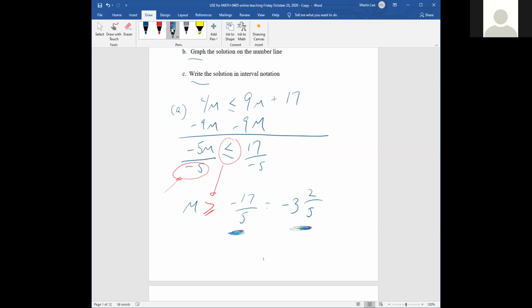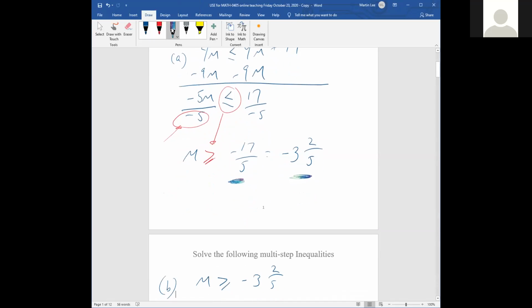Okay. Do you always have to use the mixed number? You don't have to, but it's easier because when you have to graph your solution, if I look at just negative 17/5, I have to ask myself, where is that on a number line? But if I change this to a mixed number, I know I have to go to at least negative 3 on my number line.